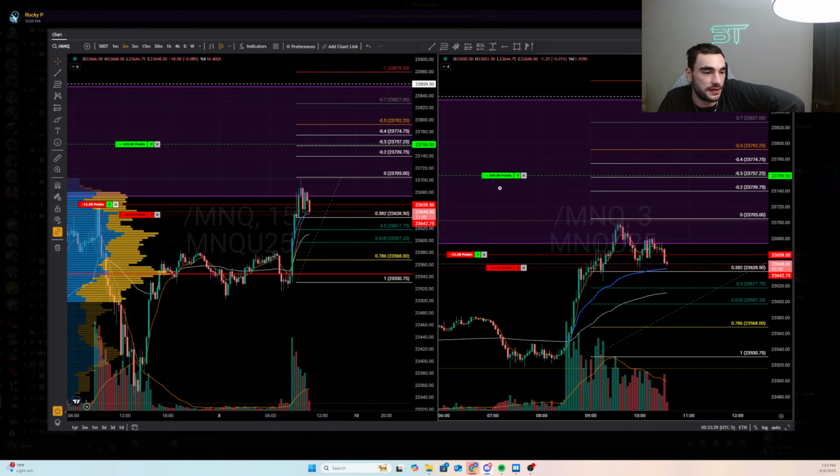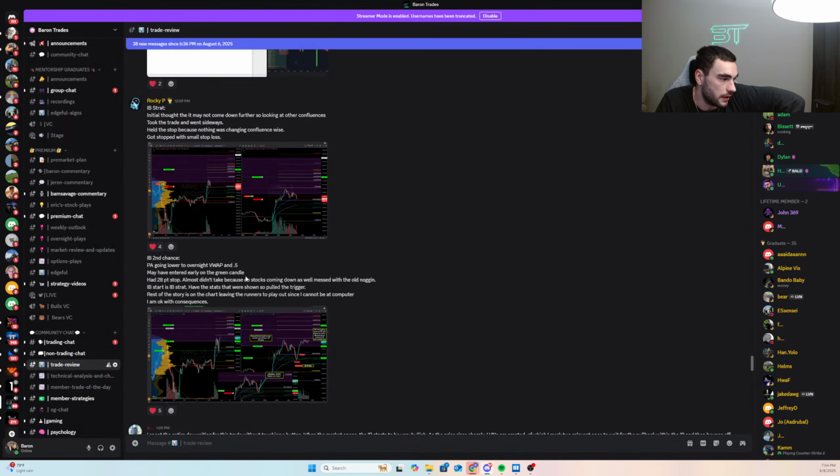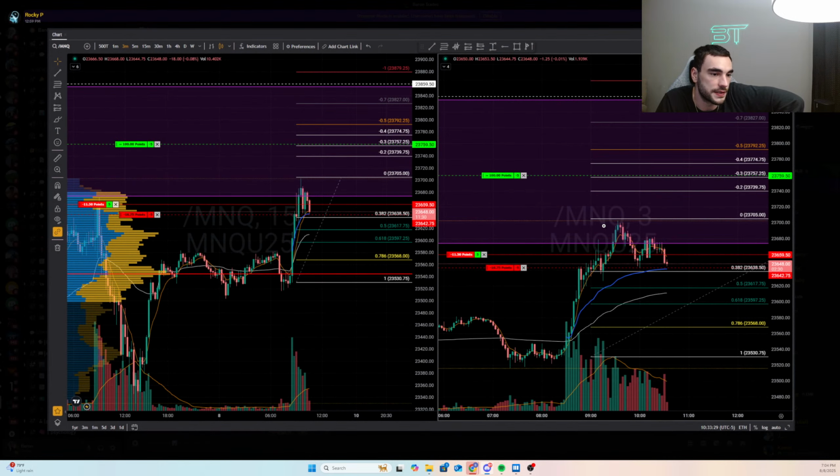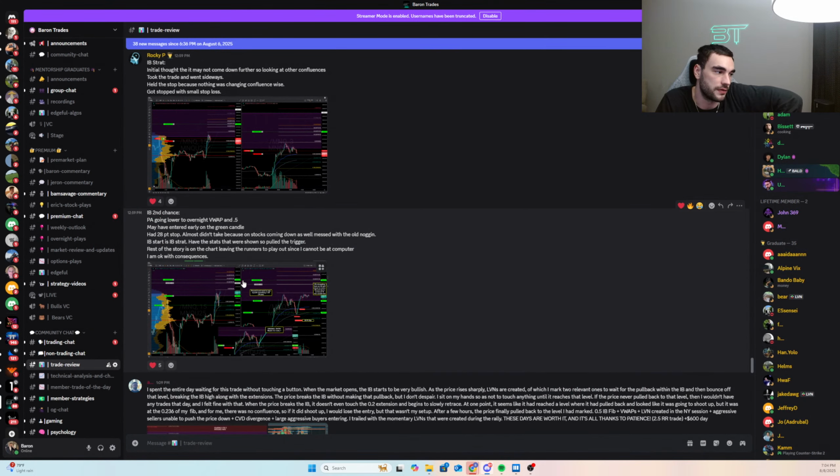But yeah, I was looking at this, and to me, you know, we were in resistance. Not seeing strong enough momentum for my liking. So I took the short to the downside. Let it come down to that 0.5 and then rally out of it. And we should have at least retraced to the 25% of the IB level, which we did. IB second chance, PA going lower, overnight VWAP. I don't necessarily hate the trade, it's just we didn't have the momentum here, Rocky. That's how I'm viewing it, is the momentum kind of stalled out. It would have been fine if the momentum was there.